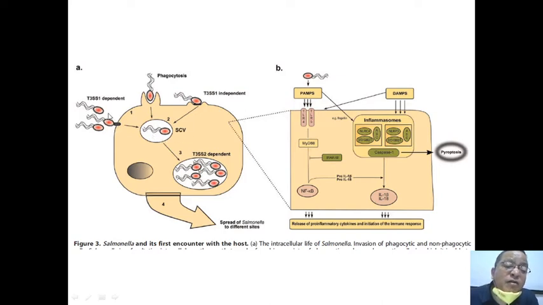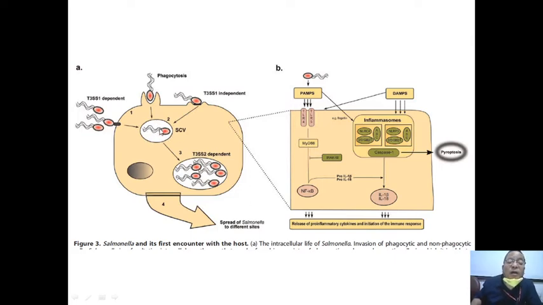This entry is not necessarily only through the type 3 secretion system, but it can also be type 3 secretion system independent. That means the organism, in addition to the type 3 secretion system, has other virulence markers that help the organism directly invade into the cytoplasm and create a Salmonella-containing vacuole.